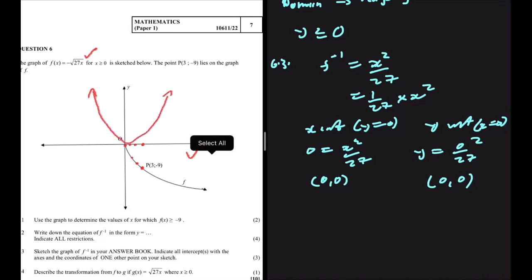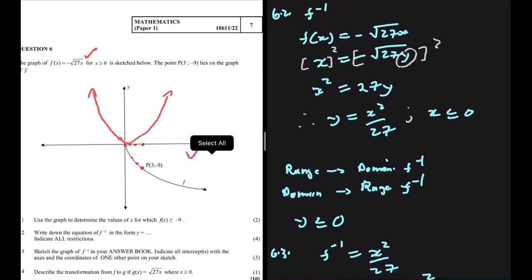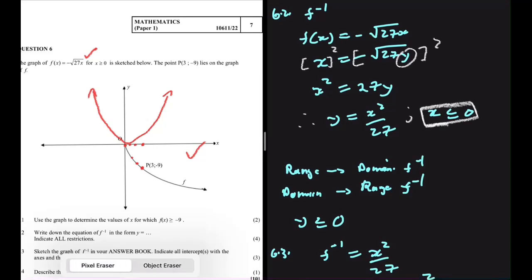But then let's not forget that we have a restriction. Our restriction is that we are only interested in the values of x for which x is less or equal to 0. So we actually don't have this part of our function. We don't have this part because at that point x is now greater than 0. This is only the part we're interested in on our inverse. So this is our graph.